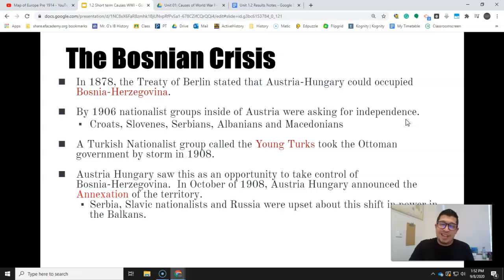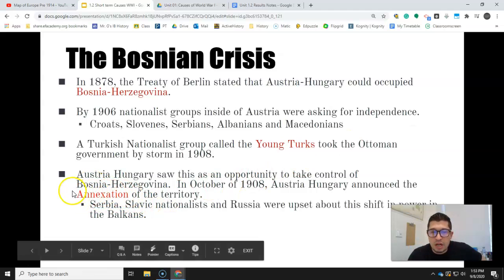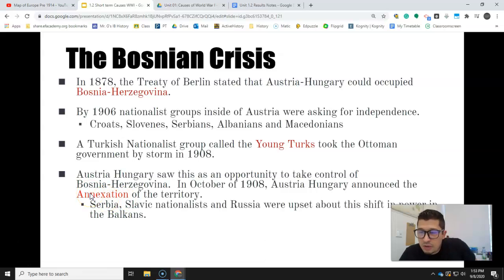Austria-Hungary said, that's all great that countries are kind of declaring their independence, except we don't really care about it. All right? So it saw an opportunity to take control over Bosnia, which was a Balkan territory, again, once owned by the Ottoman Empire. All right? So the Austrians are going to come in, and this is kind of a big vocabulary word. They are going to annex the territory of Bosnia.